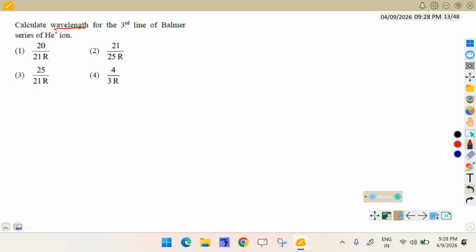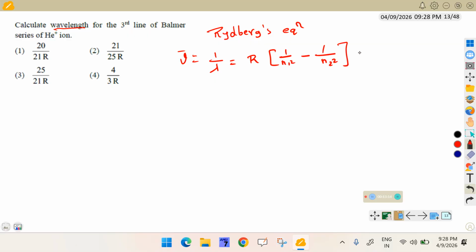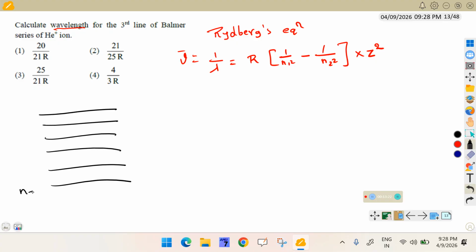Calculate the wavelength for the third line of the Balmer series of He+ ion. Wavelength is calculated by using Rydberg's equation. The Rydberg equation is mu bar equals 1 by lambda equals R into (1 by n1 square minus 1 by n2 square) into Z square. Now simplify. Which series is given? Balmer series is given. n1 equals 2 for Balmer, and n2 is 3, 4, 5.